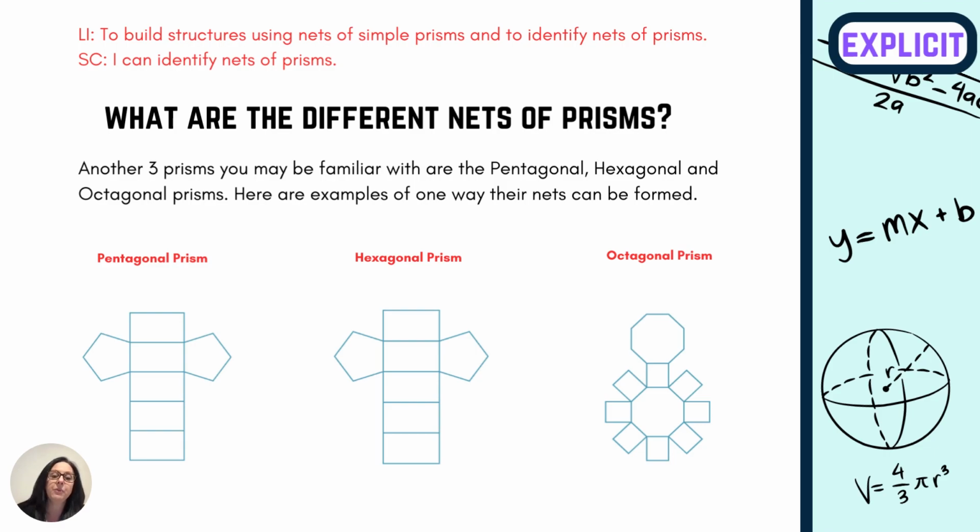And we've got another 3 examples here: our pentagonal prism, hexagonal prism, and octagonal prism. So we have our two faces on all three here. So that is how we identify those. There's a lot of other prisms, but I'm not going to list them all. But again, these ones are fairly common.